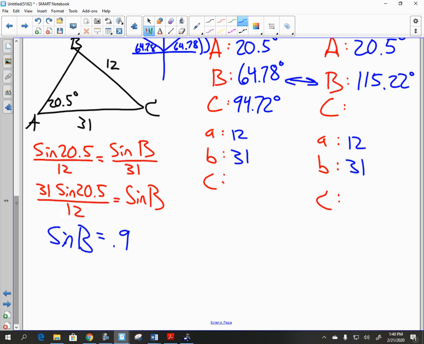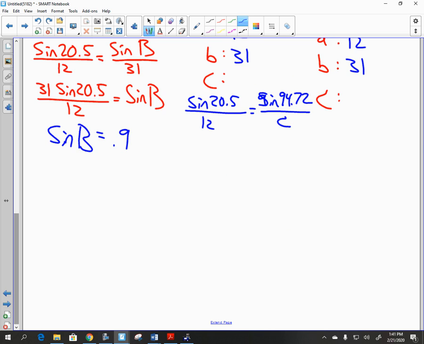Could I then find side C? How? Sine of? Let's take the one that we know. You're right. I'm going to use 94.72. Sine of 20.5 over 12 is equal to sine of 94.72 over C. I cross multiply and I get C sine of 20.5 equals 12 sine 94.72.